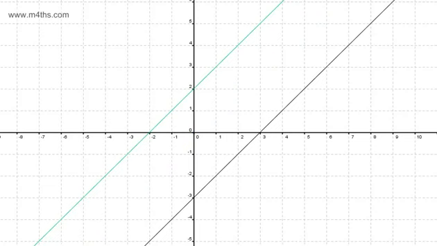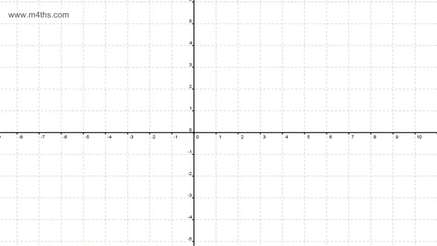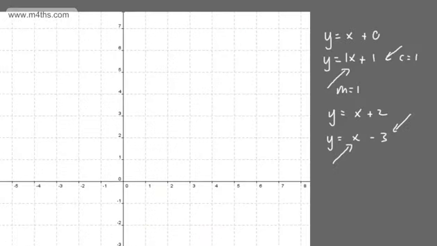Let's go to the other graph, and what we'll do now, we'll have y is equal to 2x. So let's look at some variations of this.